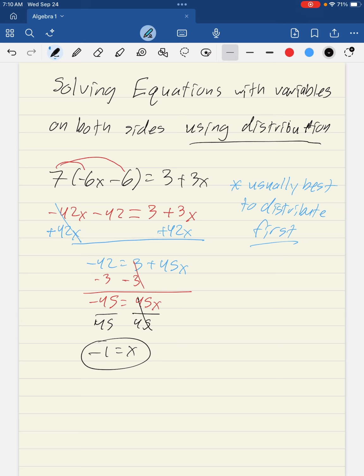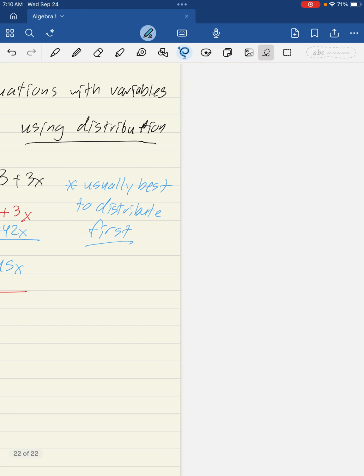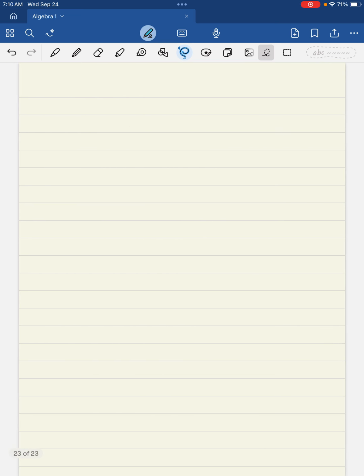Let me do 2 more with you guys. But really the only thing we've added is that distribution part up top. If you can jump from here to here, then you're back to what we did yesterday, which is get your variables on the same side of the equal sign and then solve.